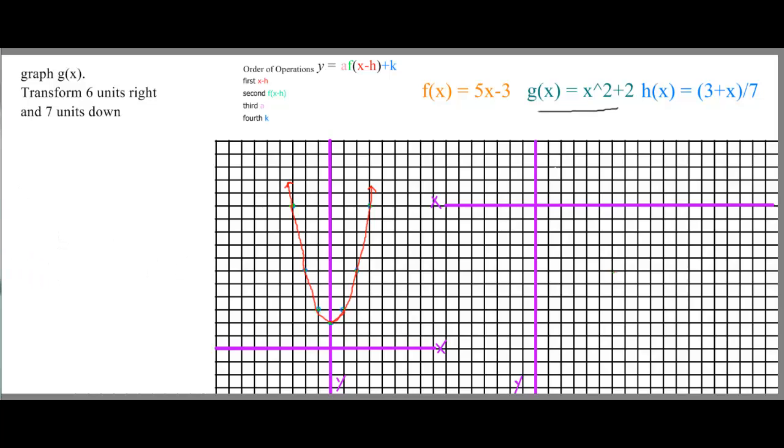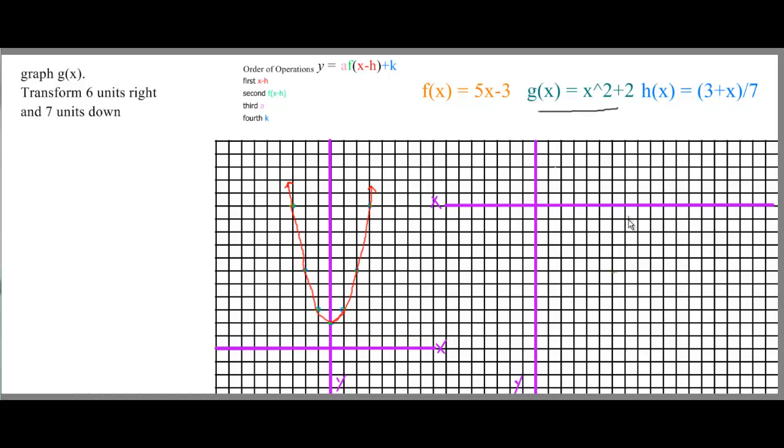Okay, so the second half of our problem here, we need to transform this graph that we just drew. This is the graph of g of x. We need to transform this graph 6 units to the right and 7 units down. So that is just going to be a translation. This shape is not going to change. We're just going to move this shape 6 units to the right and 7 units down.